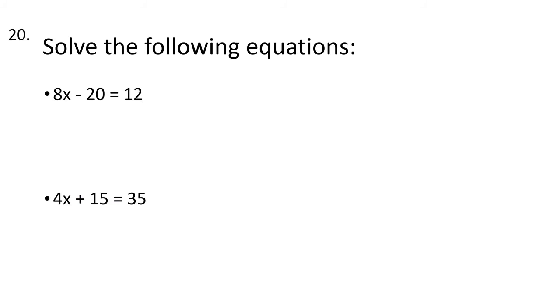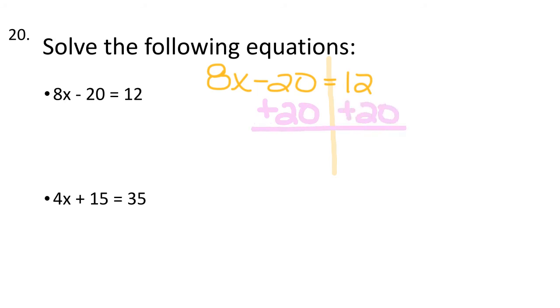Solve the following equations. We want to find the value of x in each of these equations. Let's start with our first one. We have 8x minus 20 equals 12. In order to solve for x, we need to get x alone by moving everything from the side of x to its other side. First, let's get rid of the minus 20. To get rid of minus 20, we're going to add 20 to both sides of the equation.